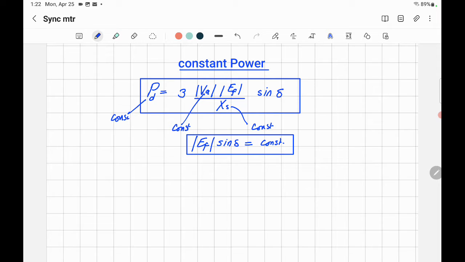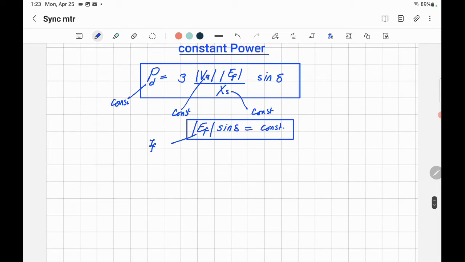What does it mean? It means if EF changes, sine delta has to change also in a way that their product is equal to a constant value. Well, you might ask, how can you change the excitation voltage EF? The magnitude can be controlled by controlling the field current in the synchronous motor.